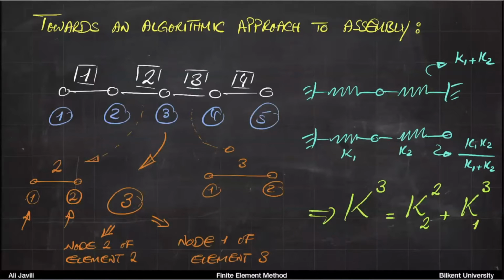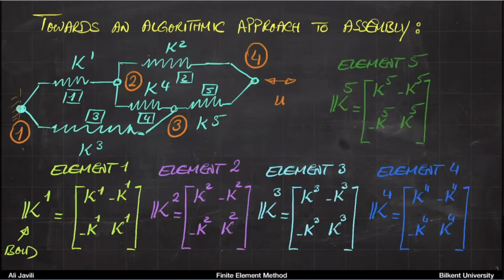And then towards that algorithmic approach, we had this concept of global node numbering and local node numbering. And that is also an important part of the process. So we need global numbers for nodes. And then again, these are usually degrees of freedom, but in this case, we have a one-dimensional problem. So we are dealing with global node numbering.